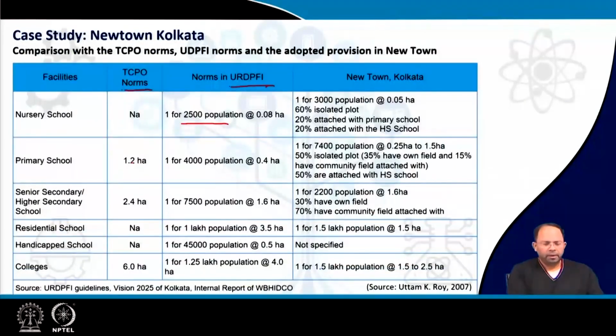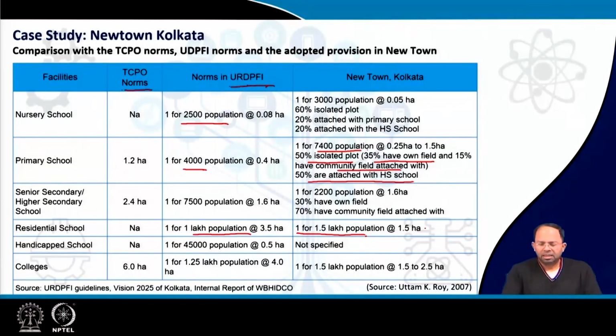So, over here you can see that for primary school, instead of 5,000, it was considered 1 for 4,000. This is the previous URDPFI guideline, whereas in Newtown it was 1 for 7,400. So, maybe this is because double shifts are being considered. So, we can straight away almost double the population that we are considering. Similarly, 50% of schools were given isolated plots, and 50% were attached with high schools. Now, within the 50% with isolated plots, 35% were given the road field and 15% have community field attached with them. Similarly, for other residential schools, the URDPFI guidelines say 1 for 1 lakh population, whereas for Newtown it was adopted 1 for 1.5 lakh population.